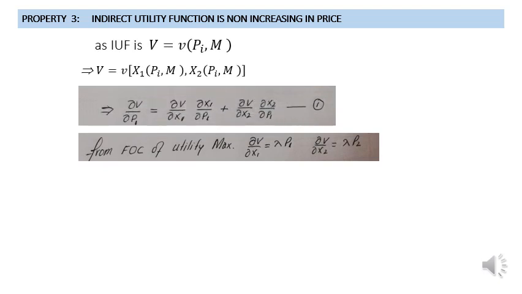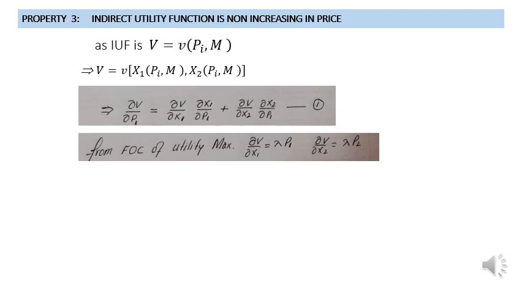Property number 3, indirect utility function is non-increasing in price. It means that if the price of any commodity increases, then as a result, utility is likely to decrease. However, strictly speaking, indirect utility function is non-increasing in price. So for this, we'll differentiate indirect utility with respect to one of the prices.